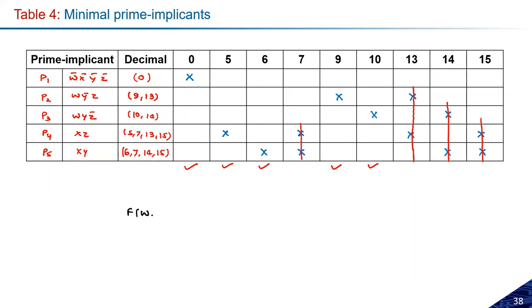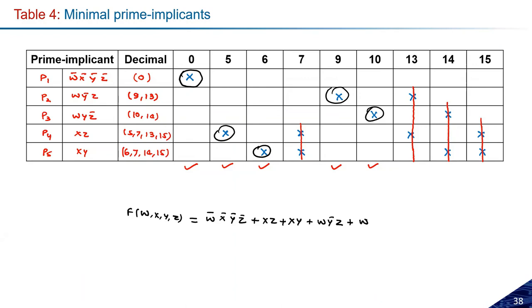F(W, X, Y, Z). This function is equivalent to W bar X bar Y bar Z bar, plus the second one is due to XZ, so XZ will be considered. Plus the third one is due to XY. The fourth one is due to WY bar Z. And the fifth one is due to WYZ bar. And this is the final simplified expression for the function we had.